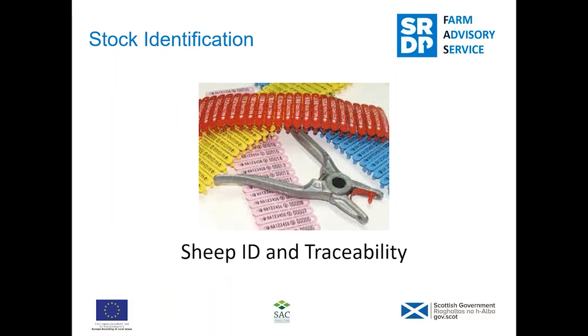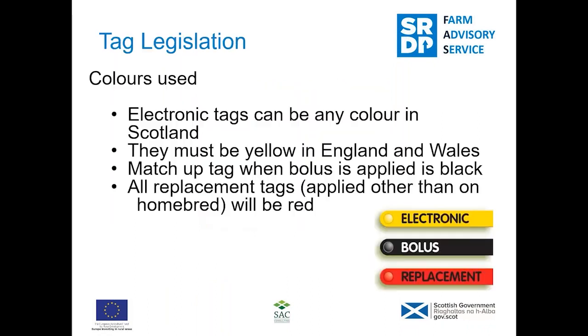Moving on to the actual sheep ID and traceability. To help with individual animal recording, electronic identification, or more commonly EID, was introduced. Electronic IDs can be an ear tag, an EID bolus in the animal's stomach, or a pastern tag, which is a band around the animal's lower leg.